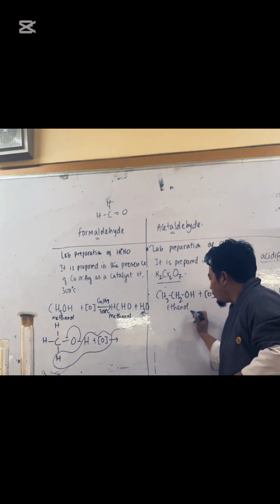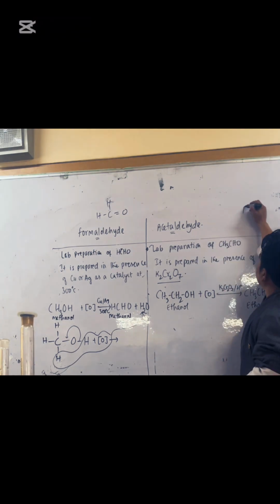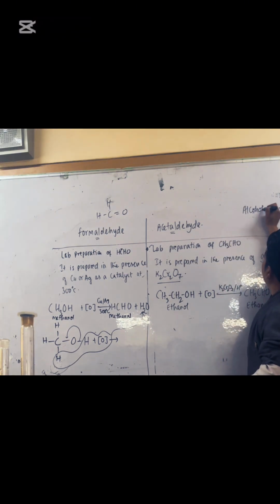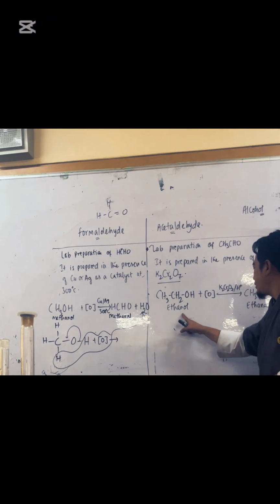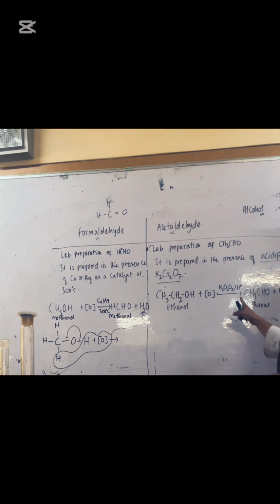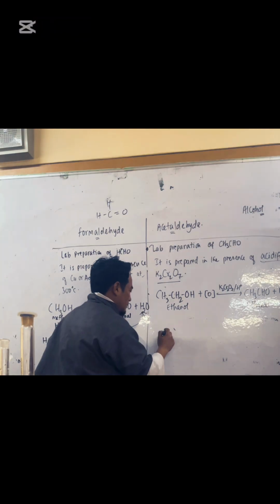Whenever you see the word OL, it means alcohol. It came from the word alcohol. See, ALCOHOL, alcohol. Al, aldehyde. Okay, so alcohol to aldehyde. So let us see how it happens. Let me write down the structure of this ethanol.